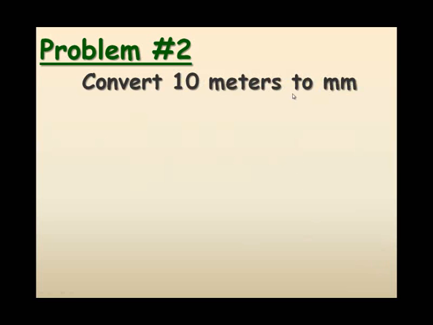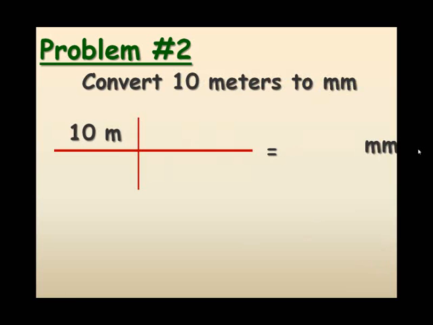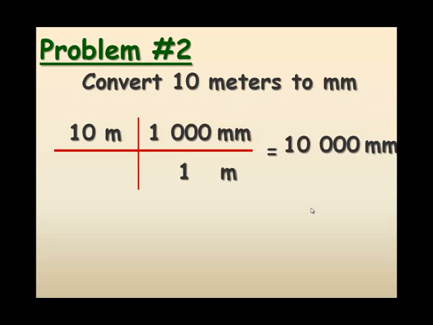Alright, I want to convert 10 meters to millimeters. So I'm going to start with my 10 meters in the upper left. I know I want my answer in millimeters. So I want a conversion to go from meters to millimeters, and I want my meters to be down here so that they cancel out, and I want what I'm going to up here. So remember we said 1 meter is 1,000 millimeters, so I want the 1 meter down here and 1,000 millimeters up here, and I get 10,000, or 1 times 10 to the 4th millimeters.